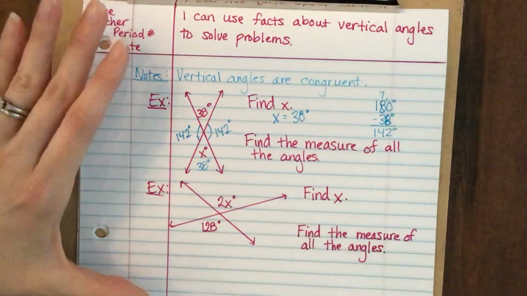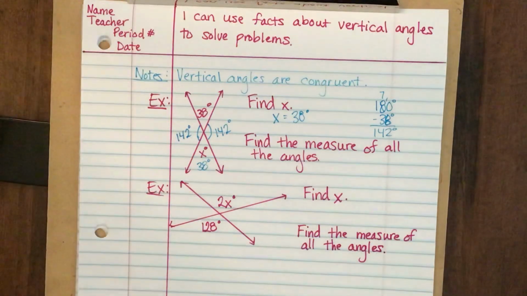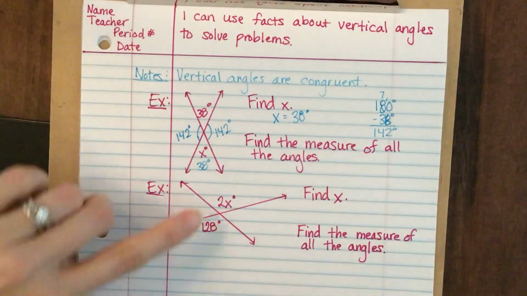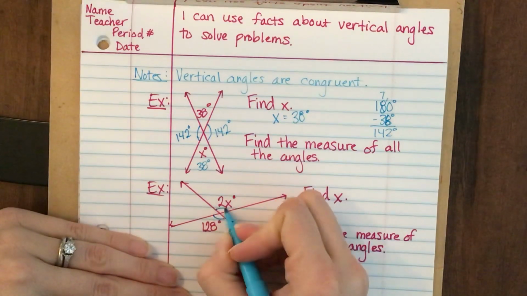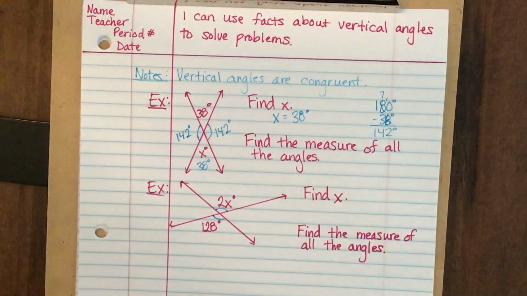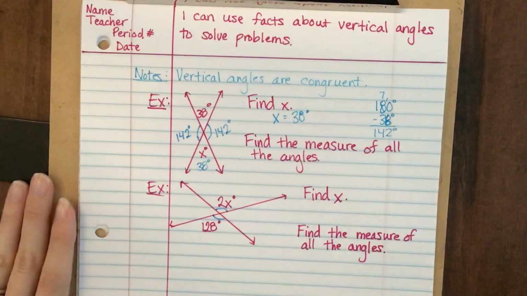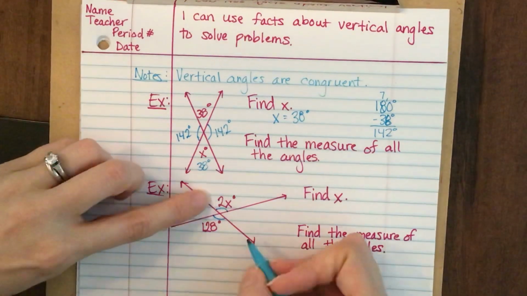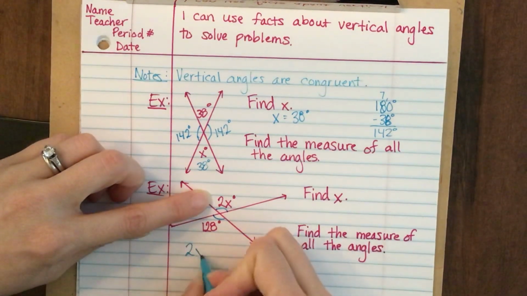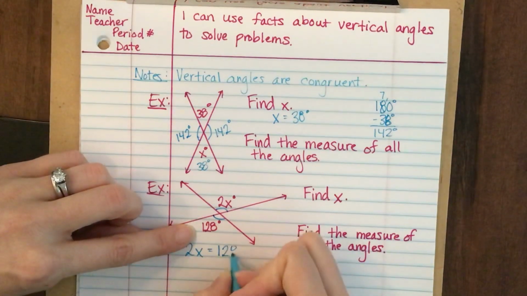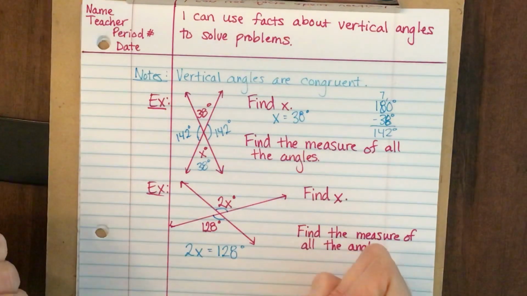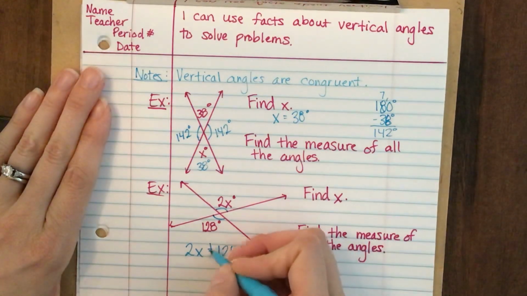Okay, all right, so let's get started first with finding out what x is. Now this angle and this angle are considered vertical angles, which means that they are equal to each other. So we're going to say that this angle, 2x, is equal to this angle, which is 128 degrees. Now I can just solve for x.